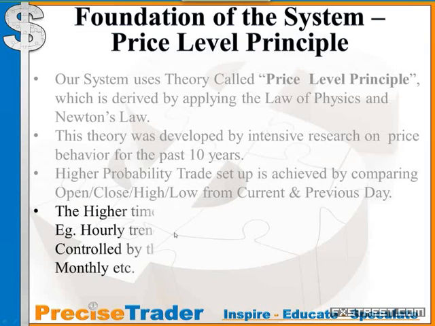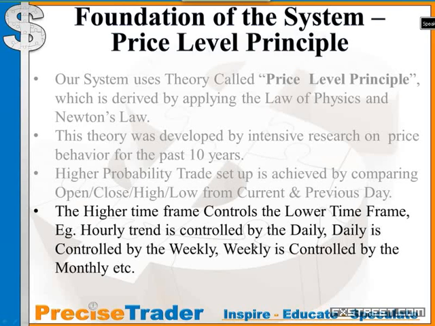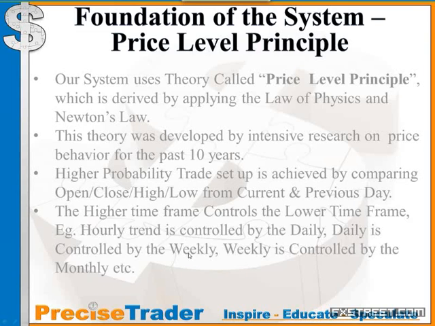And the higher time frame controls the lower time frame. For example, the hourly trend is controlled by the daily, meaning in the sense, if the hourly trend is moving up, the point where we feel that the hourly trend is going to end, we need to look at the daily trend's finishing line. So when these two intercept, then naturally, you can see that the higher time frame controls the lower time frame. The same way, daily is controlled by weekly, weekly is controlled by monthly, and so on and so forth. Alright?